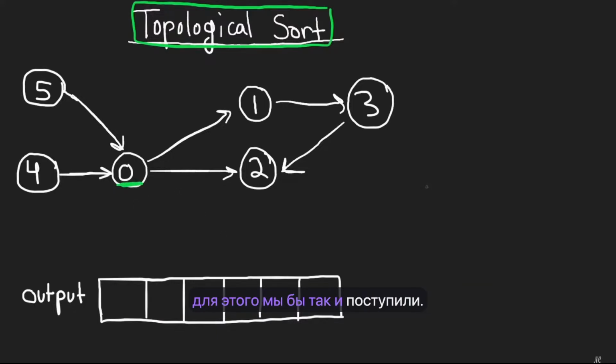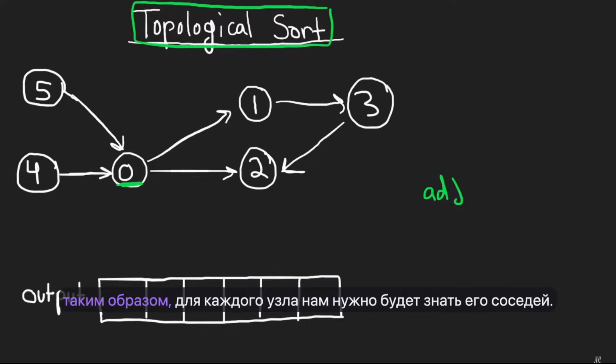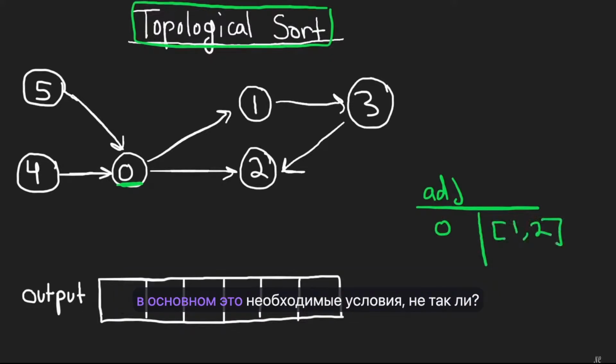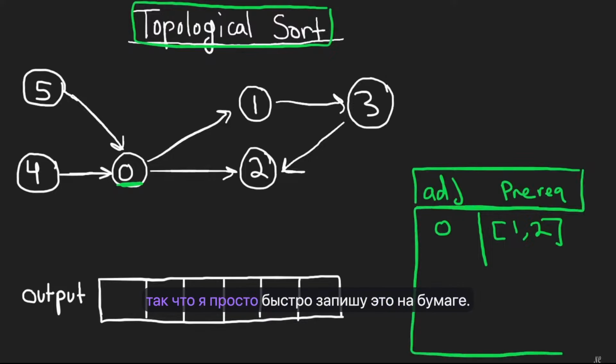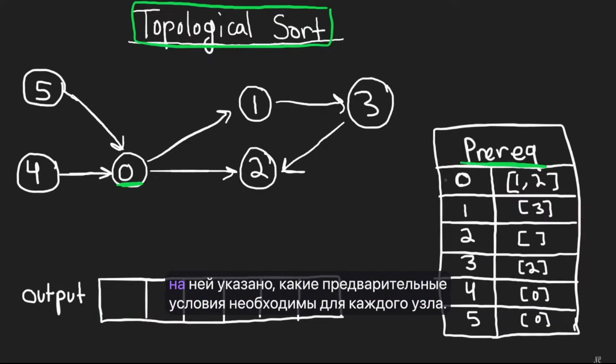To do that, before we do that, we would need to build an adjacency list. So for each node, we would need to know its neighbors. So for course 0, we would need its neighbors, which are going to be 1 and 2. Basically, its prerequisites, right? That's going to be the prereq map. So it's an adjacency list. So I'm just going to quickly write that down. So now we have our prereq map, right? It tells us for each node, what are the prerequisites.